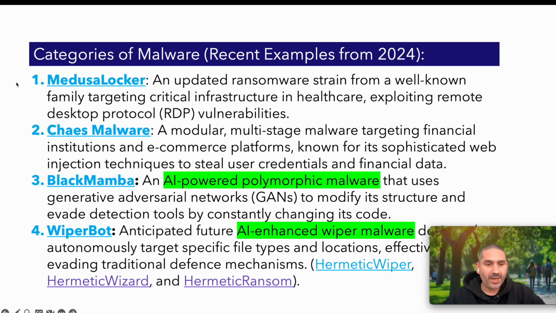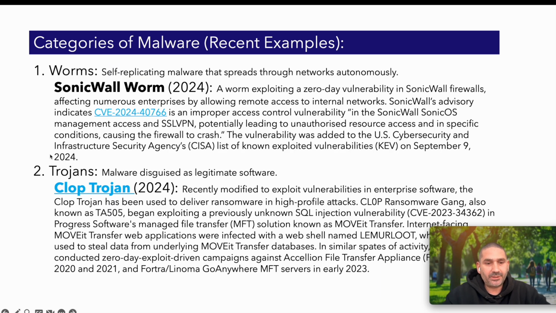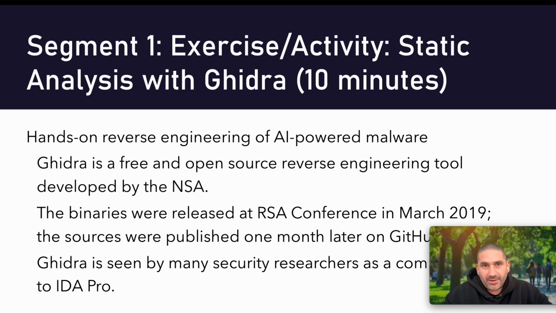But in the next video, I'm going to be talking about the Medusa Locker, the Wiper, the Black Mamba, that's the polymorphic malware, and Wiper bots. So those are the anticipated future types of AI-enhanced Wiper bots. And for the Black Mamba, we actually have a proof of concept to show. And those first two, we can click on the links and see them. And then in the next video, we're going to look at the worms and Trojans, and we're going to have an example with Ghidra. So this is going to be a 10-minute reverse engineering technique that we're going to use.